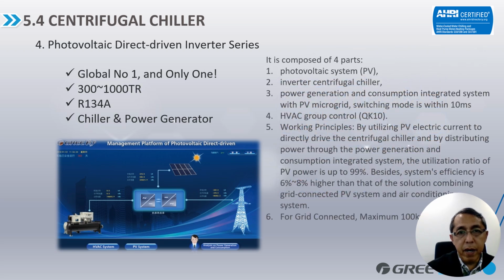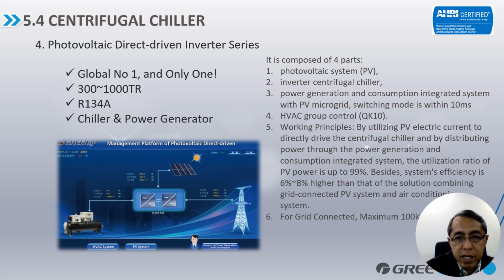It is composed of 4 parts: the photovoltaic system, inverter centrifugal chiller, power generation and consumption integrated system with PV microgrid. I think the switching mode is within 10 milliseconds. It has an HVAC group control, and the working principle is utilizing PV electric current to directly drive the centrifugal chiller, and by distributing power through the power generation and consumption integrated system, the utilization ratio of PV power is up to 99%.